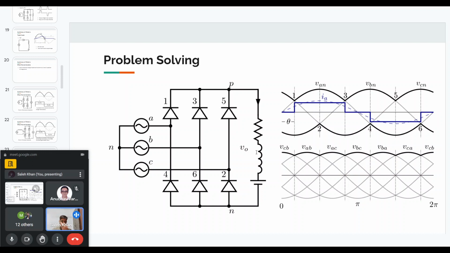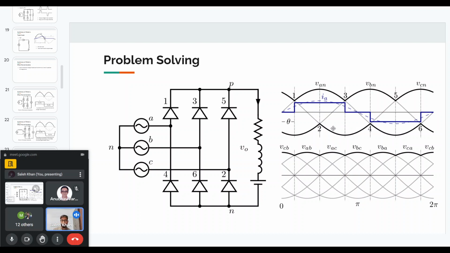So first we'll see how the circuit looks like. It's a three-phase diode bridge rectifier. So we have these six diodes and a three-phase supply at the input. Here I've shown the three-phase supply. The gray voltages are the three-phase supply VAN, VBN, VCN. So these are the phase voltages.